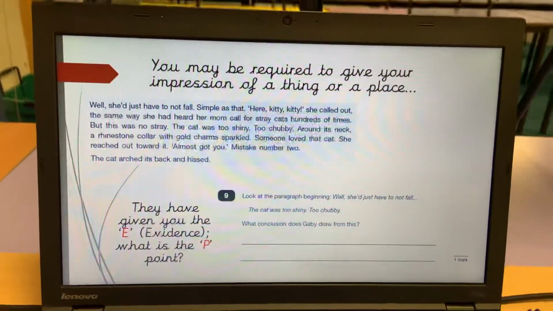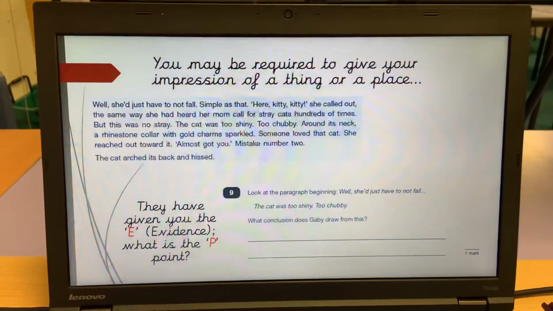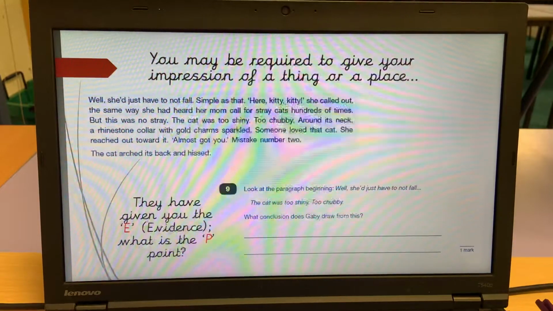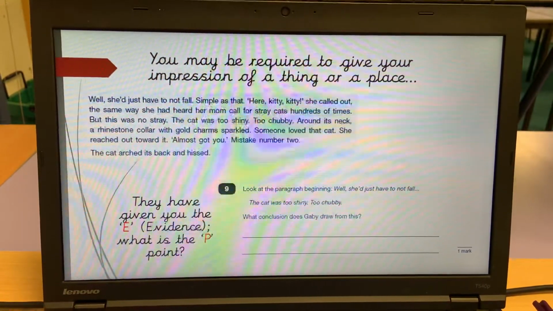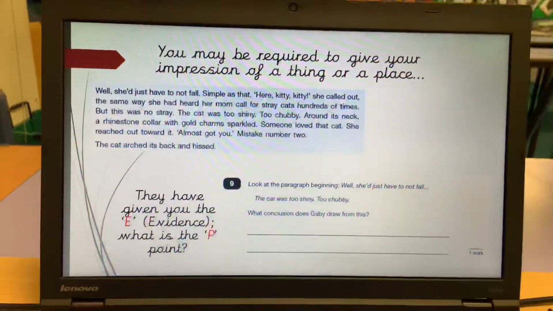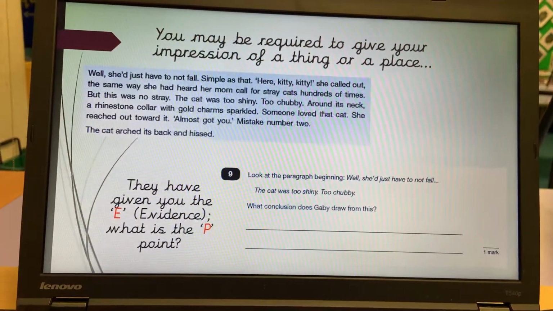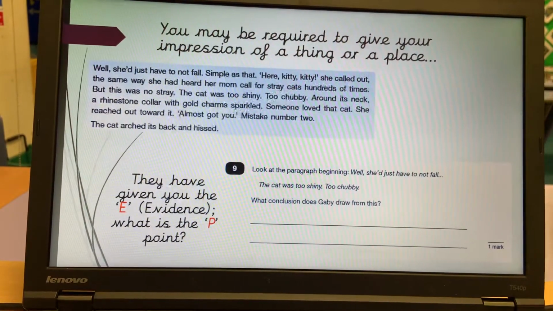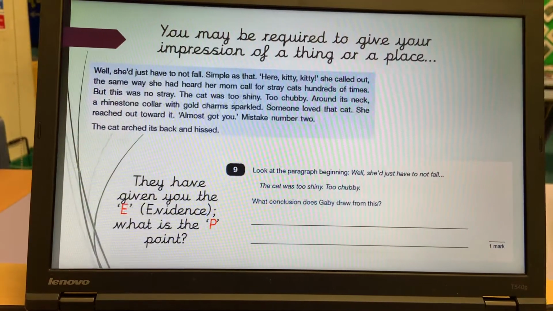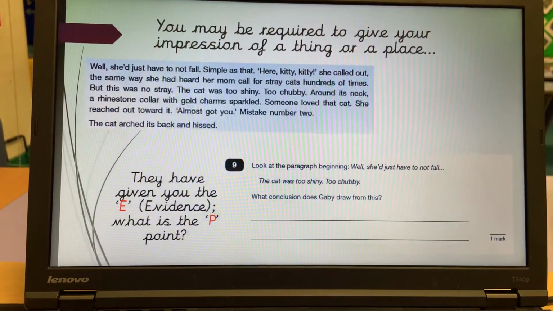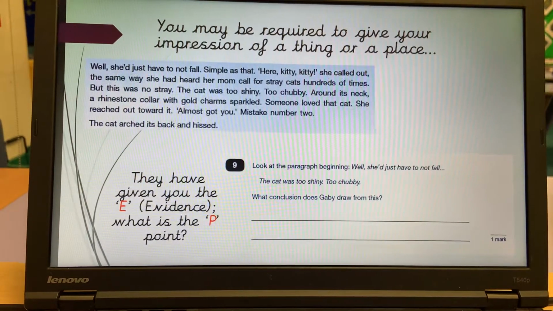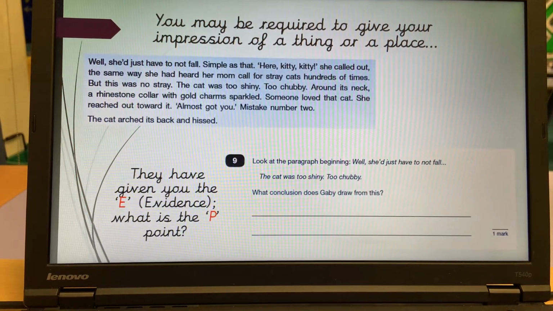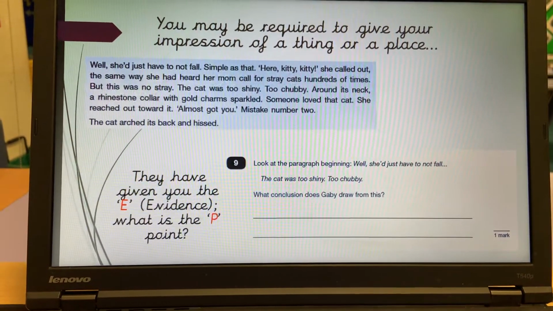So here's part of the text that we have read before. So this is me showing you how to answer this question. The question says, look at the paragraph beginning, "Well, she'd just have to not fall. The cat was too shiny, too chubby." What conclusion does Gabby draw from this? Well, first of all, the words that are in italics in the question are obviously from the text. So we found the paragraph because I have located it and I've trimmed it. And you're looking for the words, the cat was too shiny or too chubby. With the answer, I want you to do the point because the evidence has been provided.